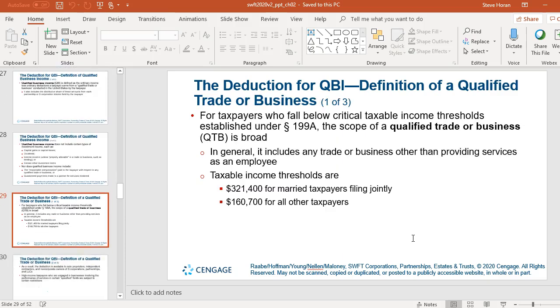For taxpayers who fall below the critical taxable income thresholds established in 199A, the scope of a qualified trade or business is broad. In general, it includes any trade or business other than providing services as an employee. The taxable income thresholds, as we've already talked about, are $321,400 and $160,700.